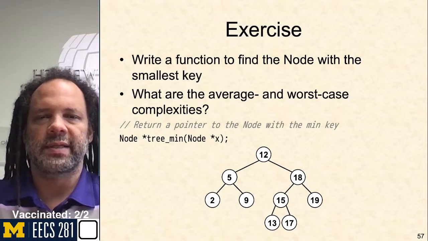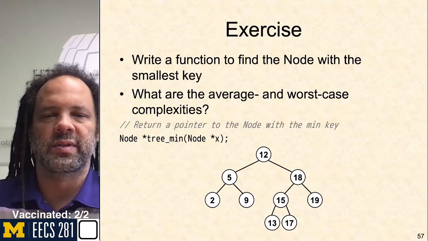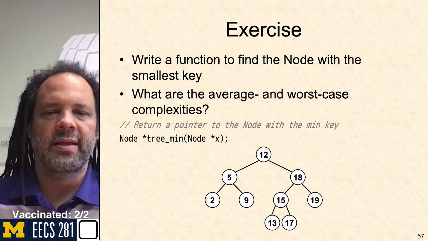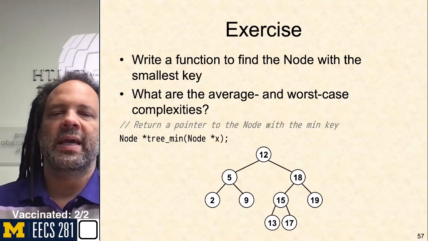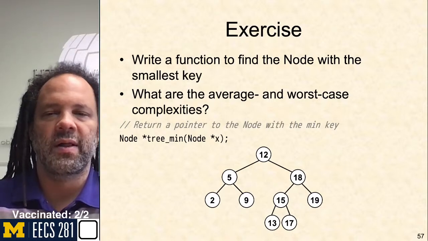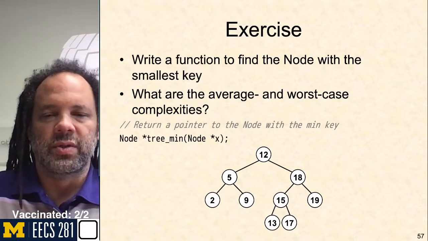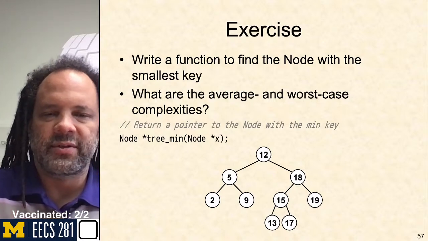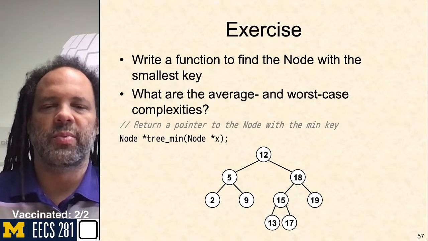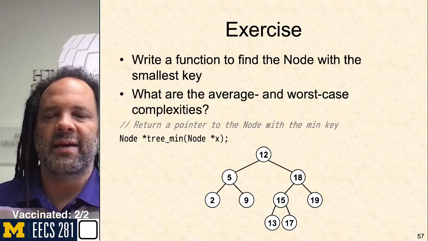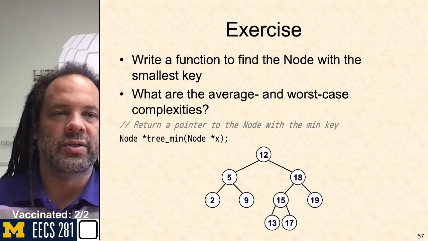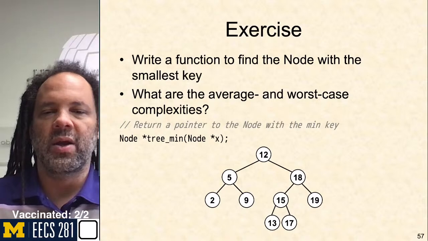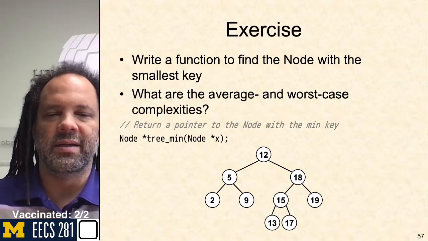We left off with this exercise of how to find the node with the smallest key. And this one is pretty straightforward if you think about where the smallest key exists in a binary search tree. First of all, it has to be a node that has no left child. Because of the binary search tree property, anything that's in the left subtree of a node has to be less than that node.